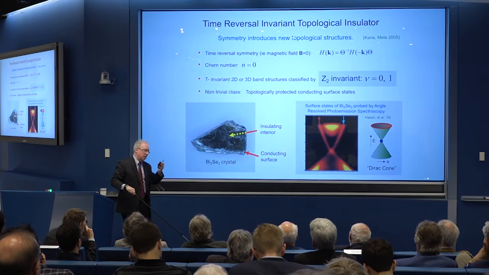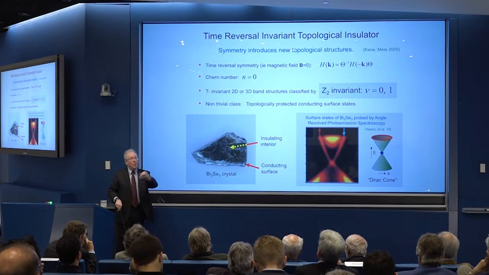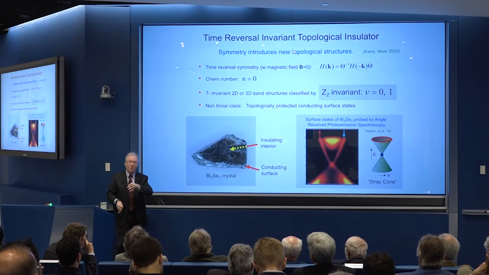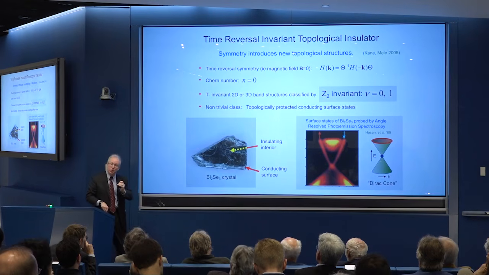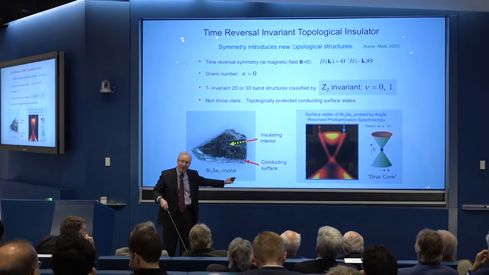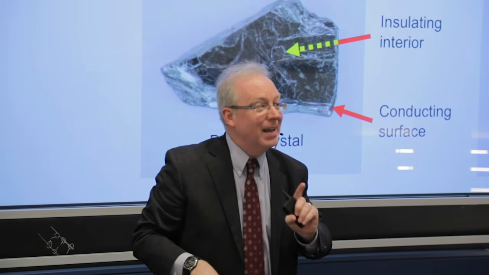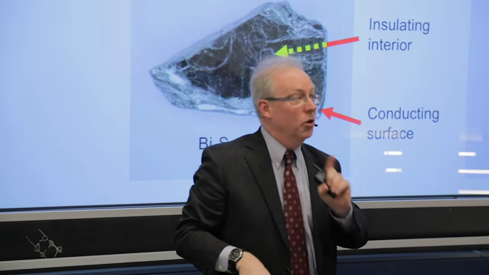Okay, because basically, if you do time reversal, the Chern number goes to minus itself, and so if you have time reversal symmetry, it has to be equal to 0. So time reversal symmetry gets rid of the Chern class. Okay, but the thing that had not been appreciated is that actually it gives you something new.